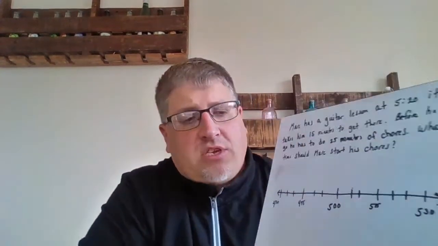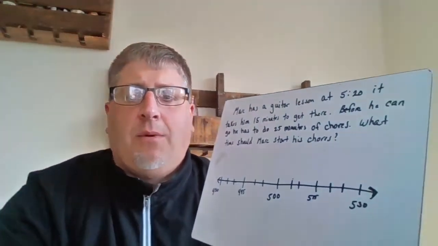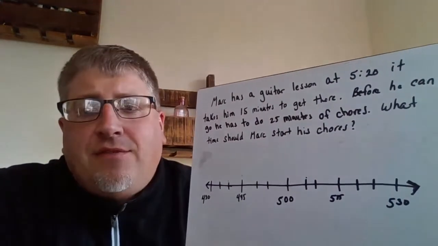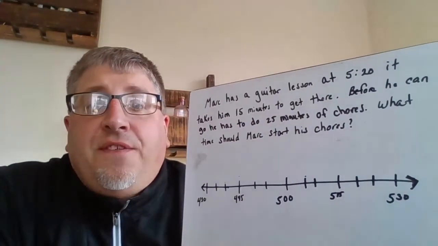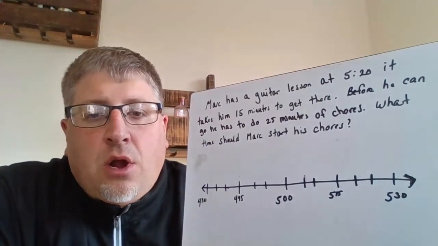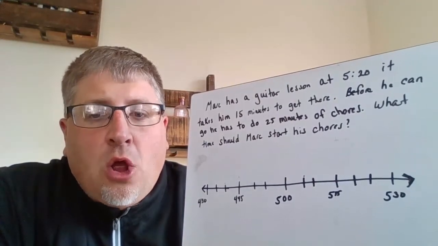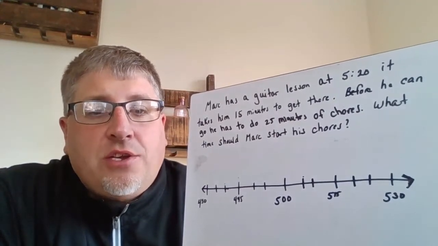So here's the problem today. I got most of it drawn out for us already. I wanted to get my number line set. It says Mark has a guitar lesson at 5:20. It takes him 15 minutes to get there. Before he can go, he has to do 25 minutes of chores. What time should Mark start his chores?